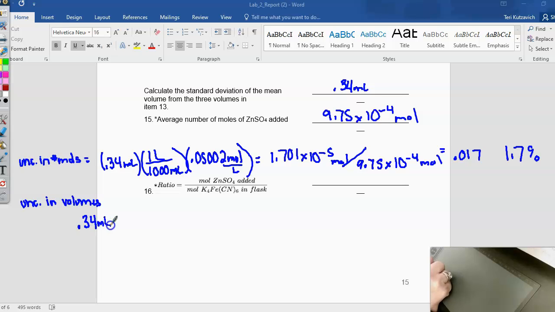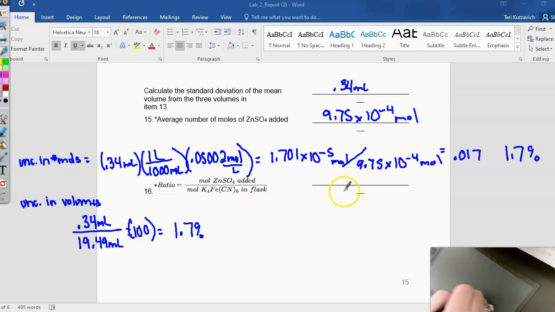Let's take our uncertainty and our average volume for zinc sulfate, and these are all made up numbers because I can't use the same numbers that you guys are getting from the lab. So if you're wondering where I got these numbers from, they're the numbers that I put in those 3 titration burette problems. If you do it this way, times 100, it also comes out to 1.7%. So what does that mean? That means this 0.34 milliliters is only 1.7% of this 19.49 milliliters, which is not bad at all.